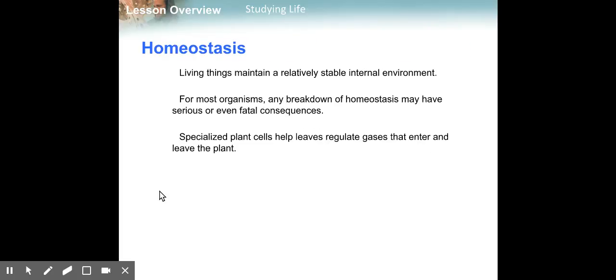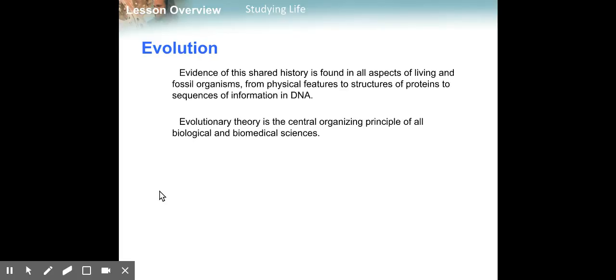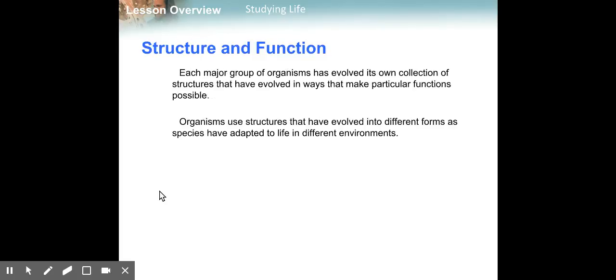Homeostasis, again, stable internal environments. Evolution, all living things change. It looks pretty likely that we all have a common ancestor a really, really long time ago. Structure and function. This is more advanced biology, just because.